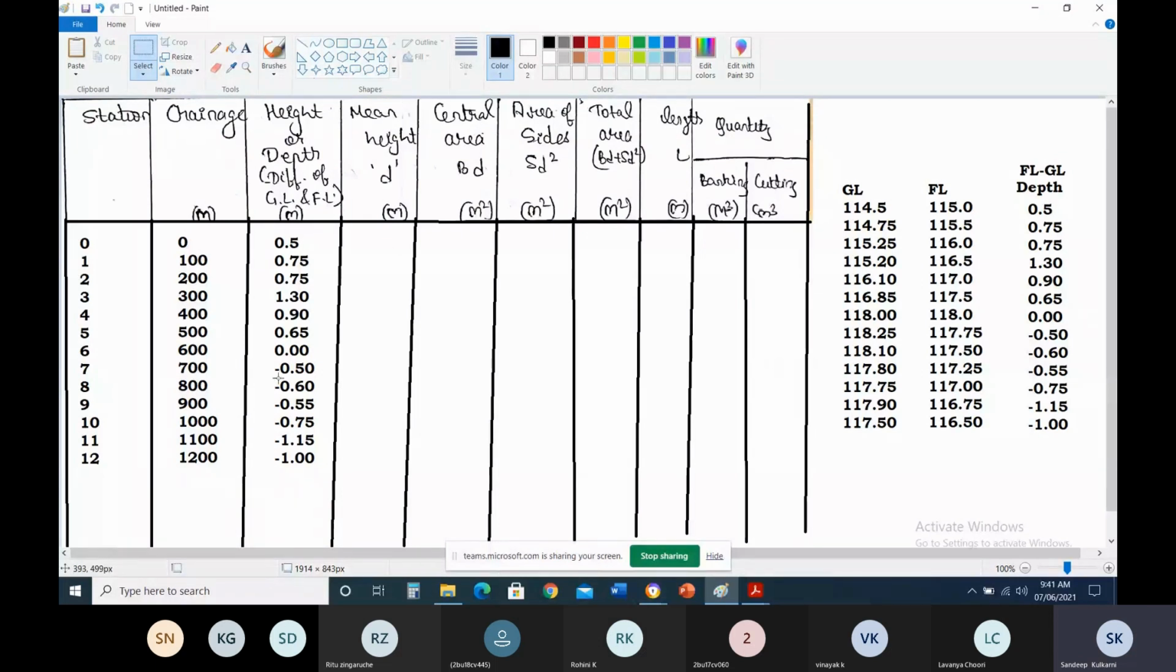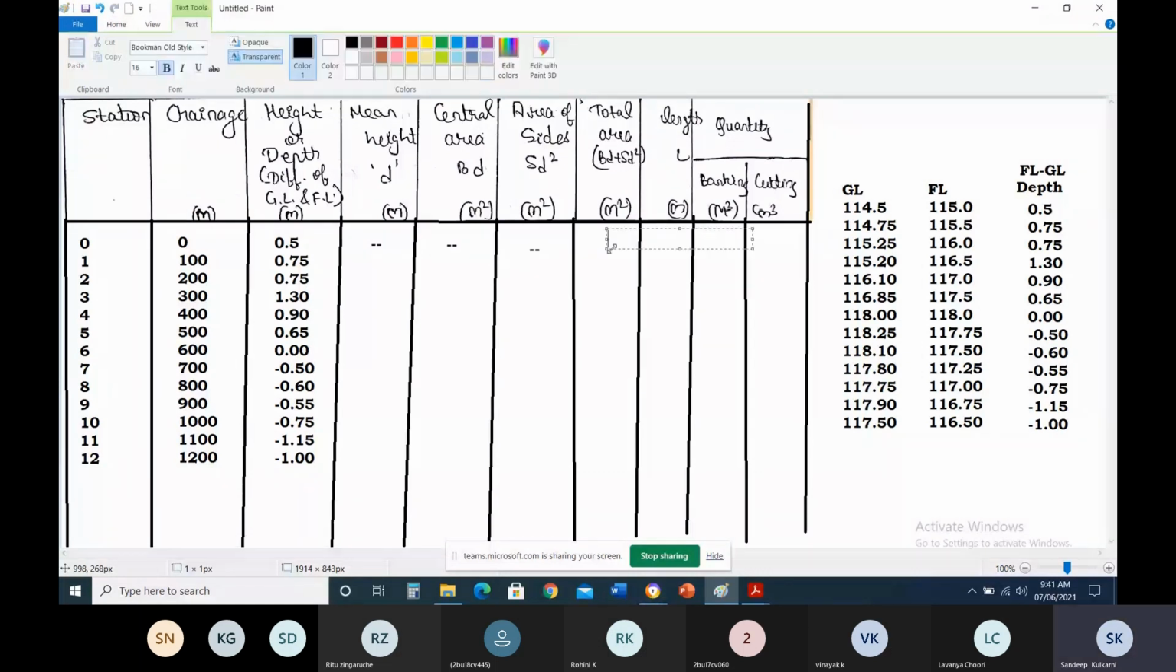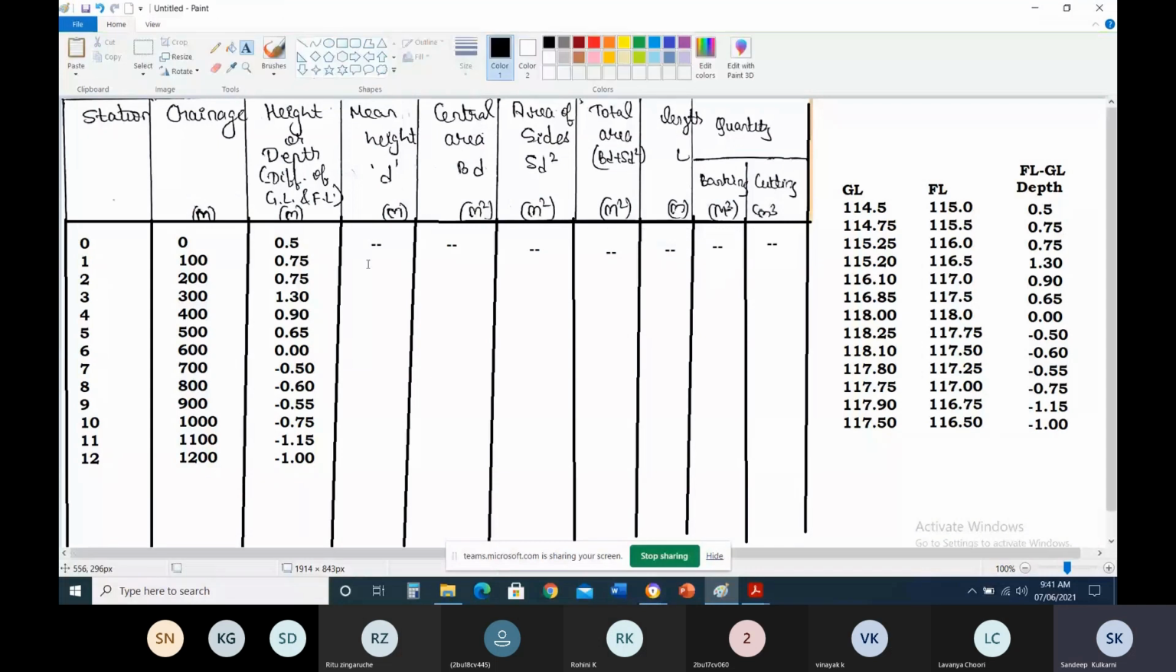Now, next is mean height or mean depth. That is previous reading plus current reading divided by 2. Previous plus current divided by 2. That is for the depths. So in the first case, it will be neglected. In the first case, nothing will come, so we will not consider it. So next we will start with the second case now.